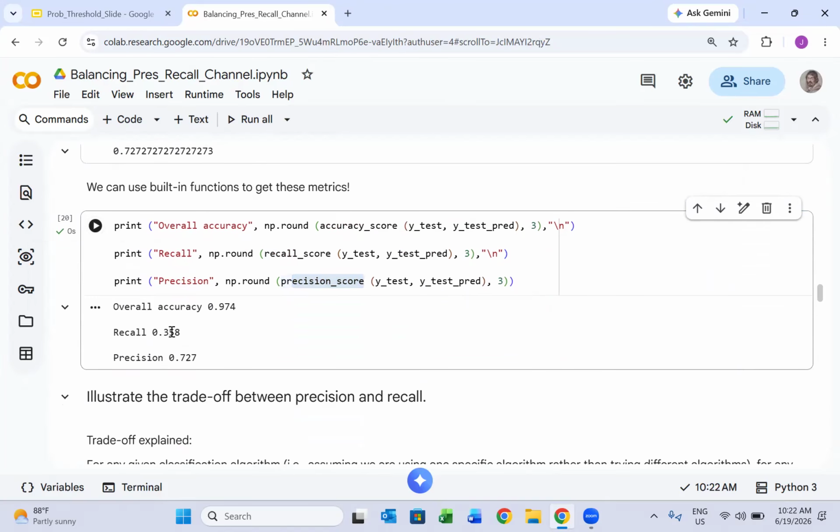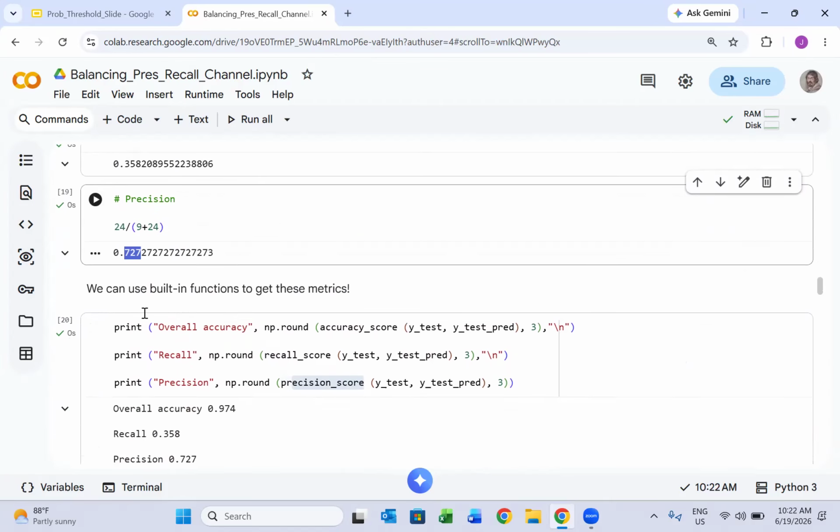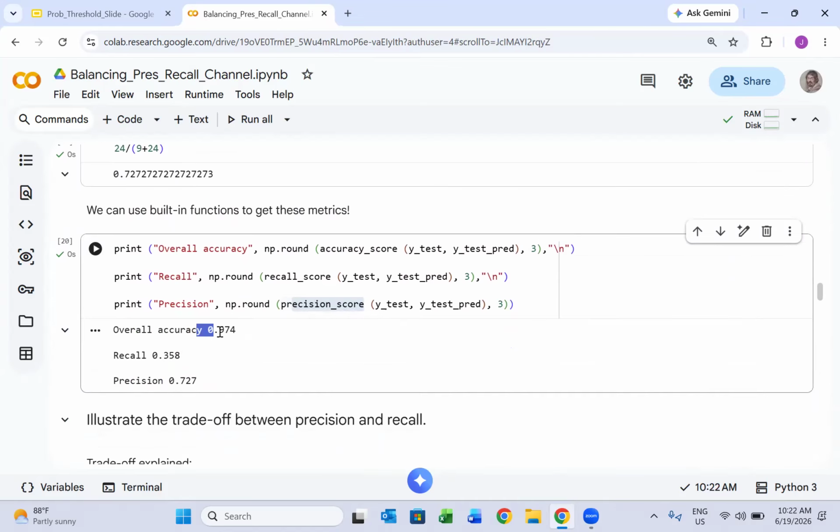Recall is the same as what we got. And precision is the same as what we got. I also printed the overall accuracy just to give you extra information. Now you know how to compute precision and recall in scikit-learn, and not only that, you know what they mean. Knowing that, let's go ahead and illustrate the trade-off between them.